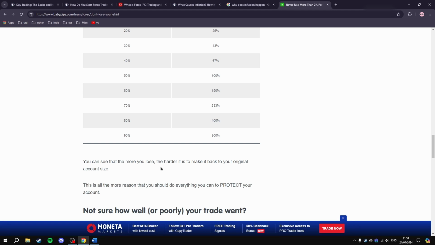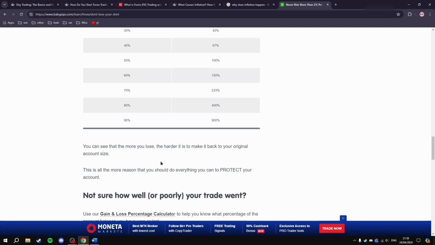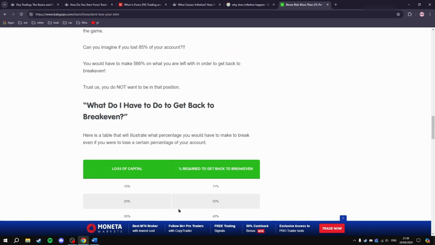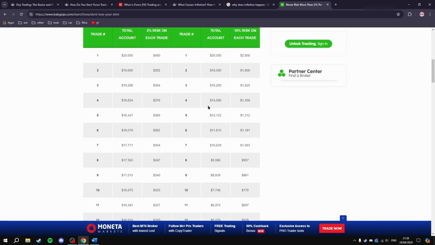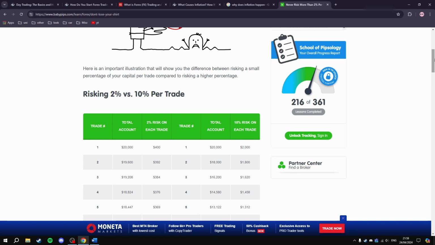You can see that the more you lose, the harder it is to make it back to your original account size. This is all the more reason you should do everything you can to protect your account. So don't do this, basically, don't do 10%.